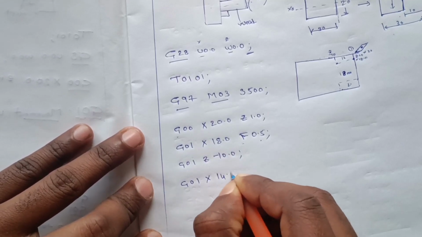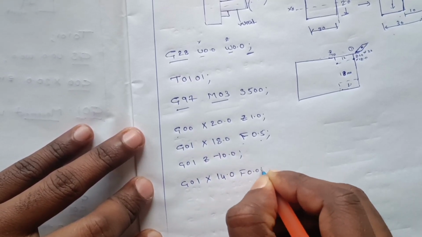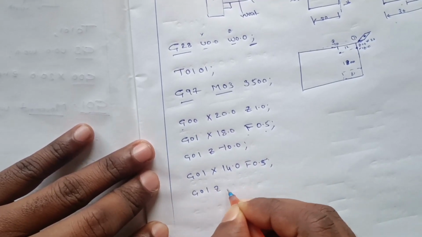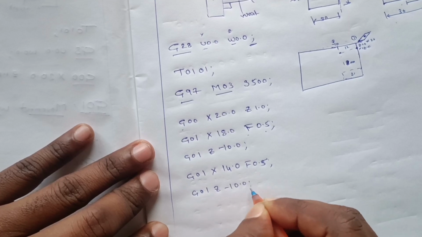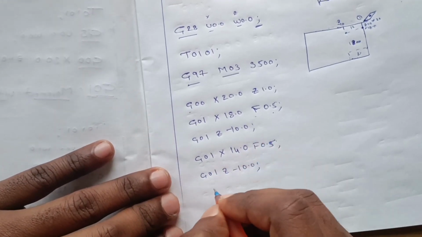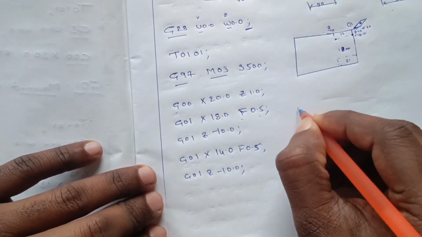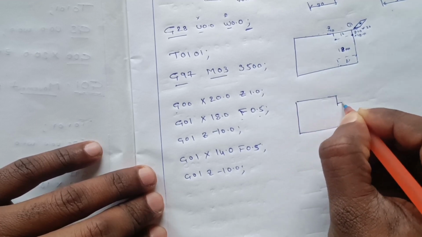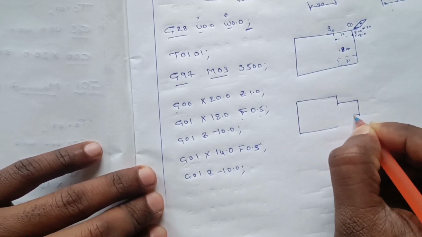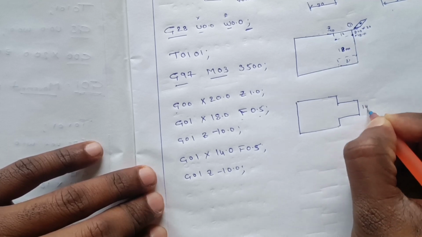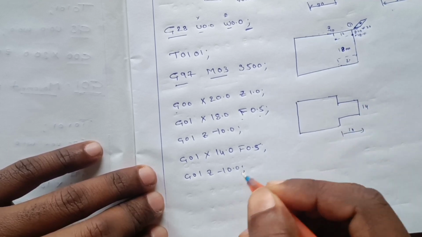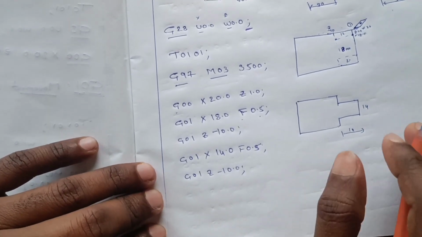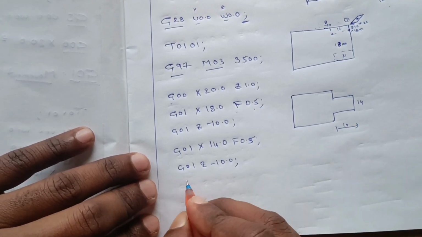Then now we give it as 14. The process will be repeated the same, with feed 0.5 and G01 Z same minus 10.0 and end of block. Later it has been converted into like this. It means it is 14 and it is 10. Don't compare the relativity between the two of these. For simple purpose I am saying like this. I'm not a good drawer.